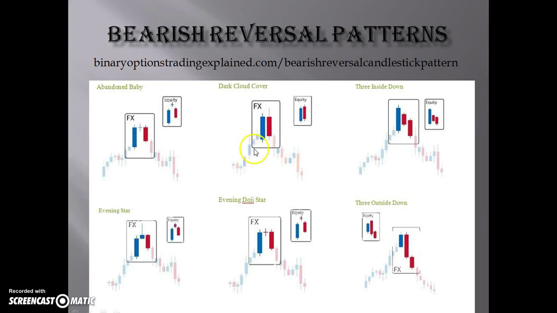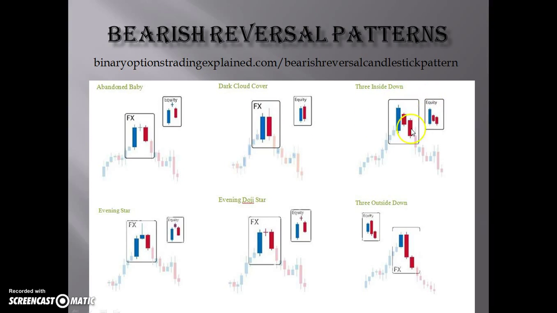So you can also use this as a strategy. Once this candlestick closes, you take a put. And then once you take a put, you're going to win your trade. You go for a particular time frame. So that is how this strategy and this pattern works.